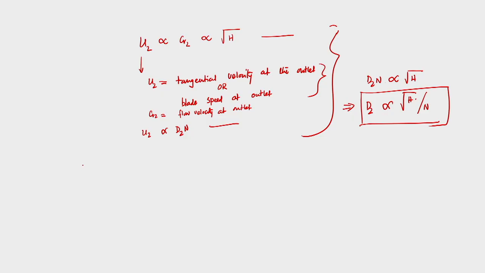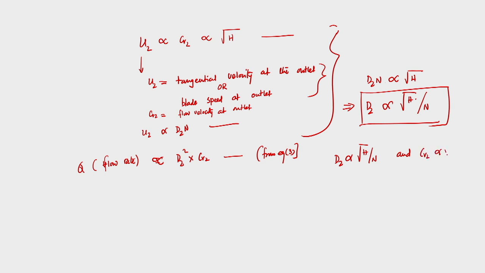Now, the volume flow rate Q, if I try to recall, what is the expression of Q? Q is very important. Q is equal to d2 square into CR2, that is the flow velocity. So, rather Q varies as d2 square into CR2, that is from equation 3. Now, d2 itself varies as root h by n, and CR2 varies as root of h.